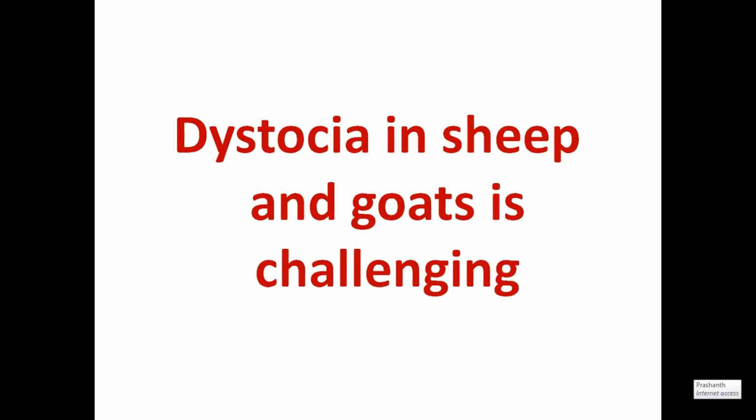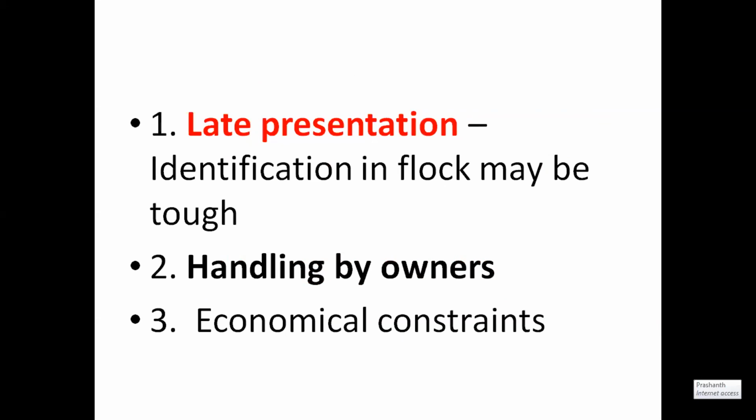Dystocia in sheep and goats is comparatively challenging when compared to other species, because in the majority of cases the sheep or goat will be brought to us very late. Since they are in flocks, they may go missing. Sometimes parturition starts, but the owner identifies it only after some time. So the majority of cases are presented very late, after being handled by owners. Usually 99% of the cases will be handled by the shepherds only.